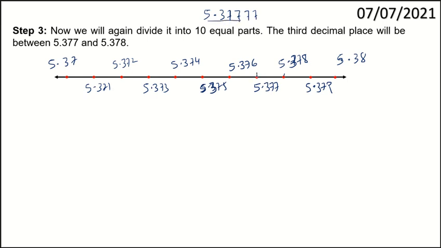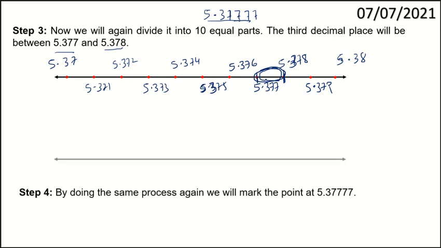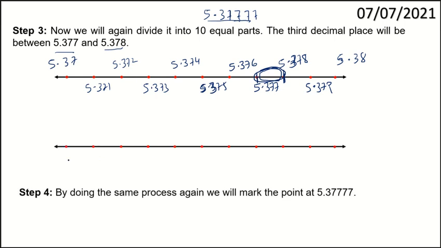This 5.377 and 5.378, this portion is to be magnified to look for 5.3777. Okay. So, this 5.377, 5.378 portion is to be divided into 10 equal parts and further magnified. This process is to be repeated. Here 5.377, this is 5.378. So, here I am dividing it.